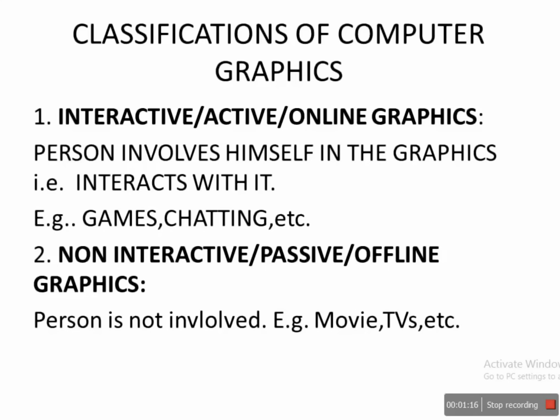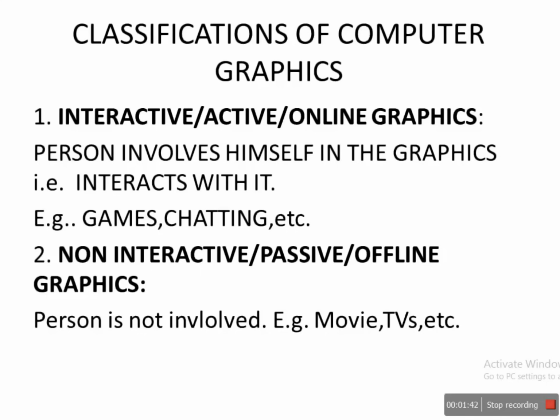First thing is interactive, active or online graphics. So basically it is that type of graphics in which a person is involved. For example, if you're playing games, you're involved with what is seen on the screen, or you're chatting with your friends. That is, basically the user is actually interacting with the graphics and then the changes are made in the graphics. Okay, so that is called interactive or active or online graphics.